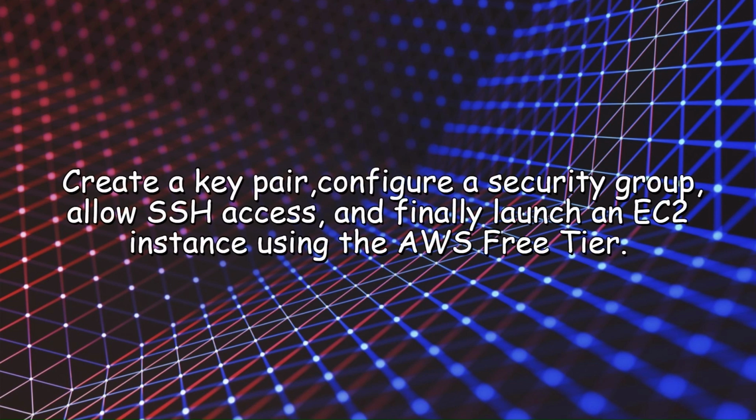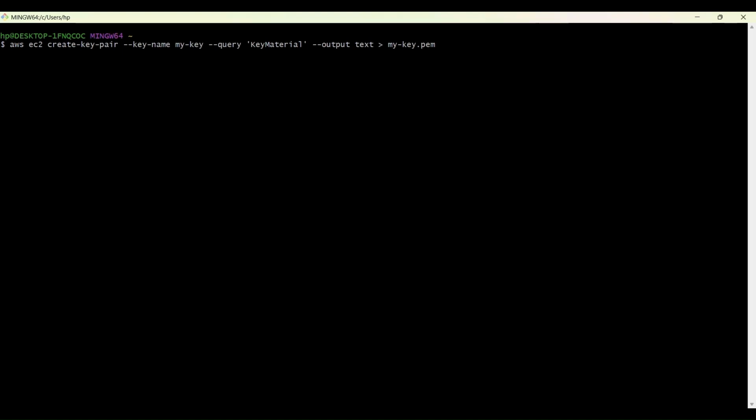Now we will learn how to create a key pair, configure a security group, allow SSH access, and finally launch an EC2 instance using the AWS Free Tier. First, we need a key pair to securely connect to our EC2 instance.